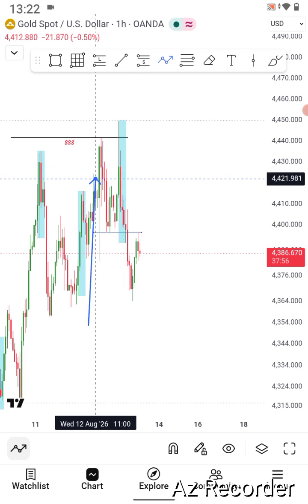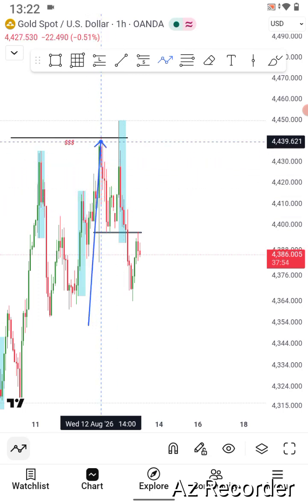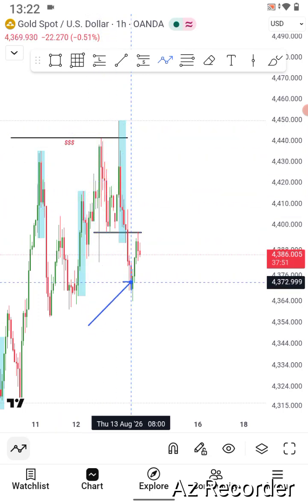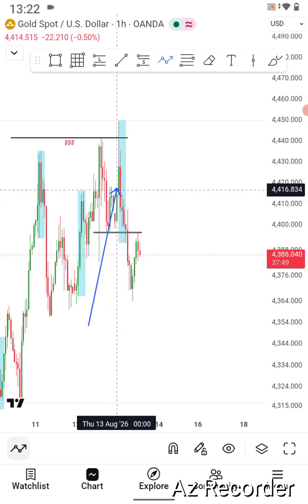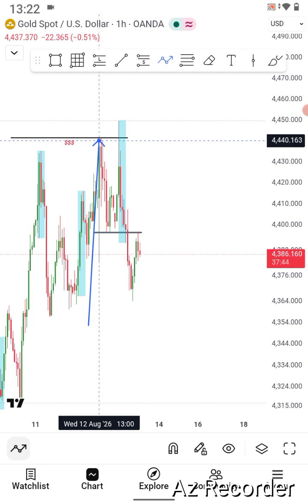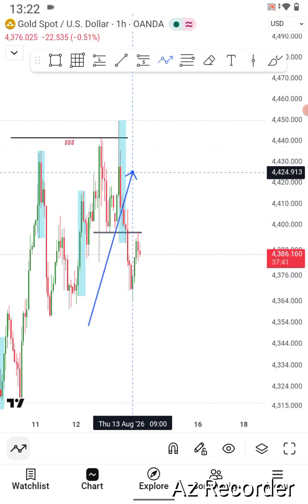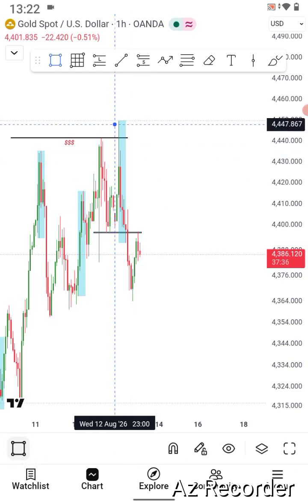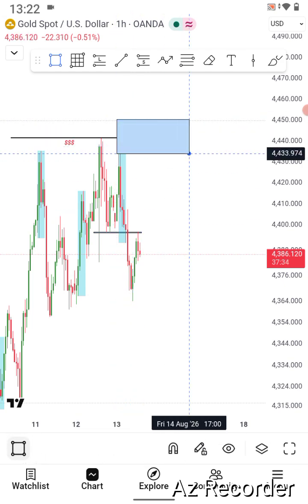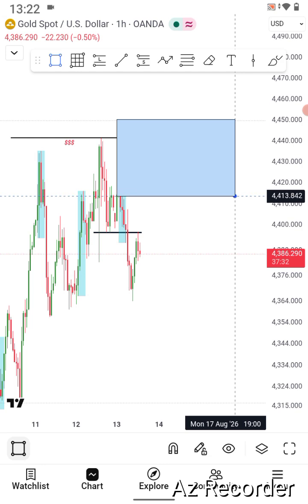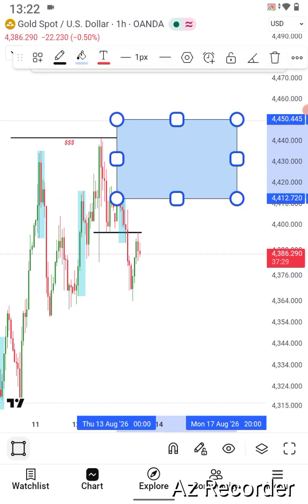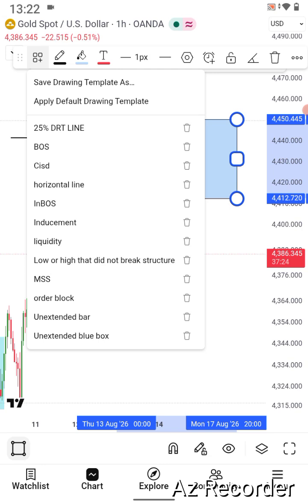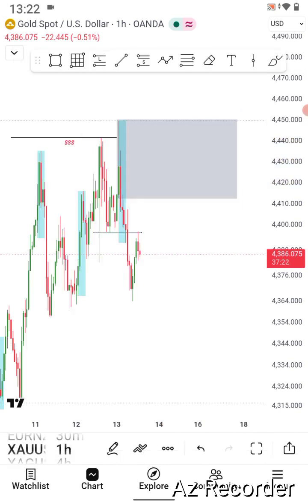To tower, like a shooting star, the evening star. I want to see something like that. So once I've seen these three things, sweep of an old high, market turns around to break structure, and then I can see the order block that caused that break of structure, I'm good. So I've marked the sweep of the old high, I've marked the break of structure. Now let me mark the order block that caused the break of structure. So I'm marking it right now. Here it is. So let me change this color to something that is transparent. Good.